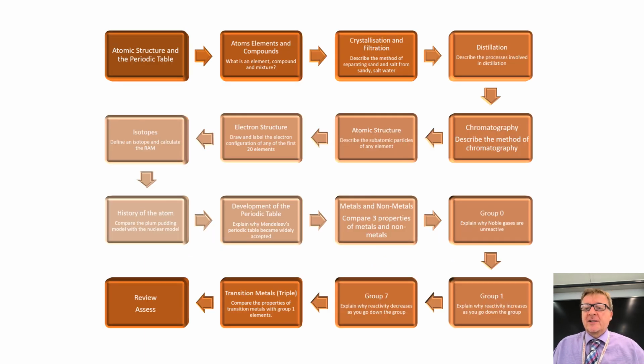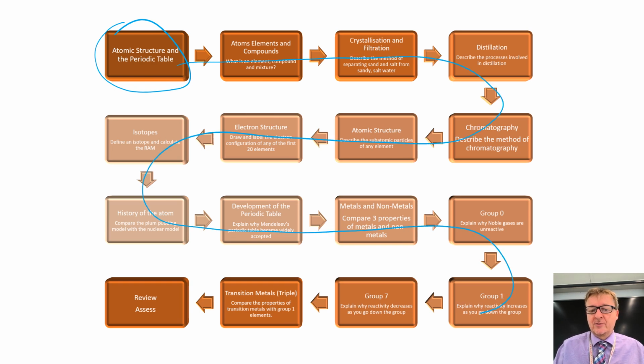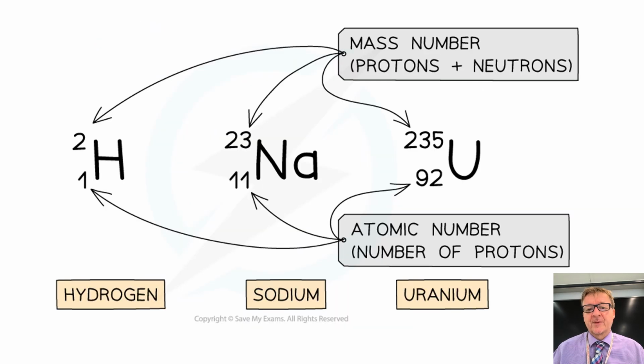So this is then the route through the unit itself, starting with atomic structure and the periodic table, which is the name of the topic. And then what we do is we go through the snaky diagram right the way to the end. There's a couple of little bits in it, so transition metals is triple, but the vast majority of the stuff is stuff that you need to know.